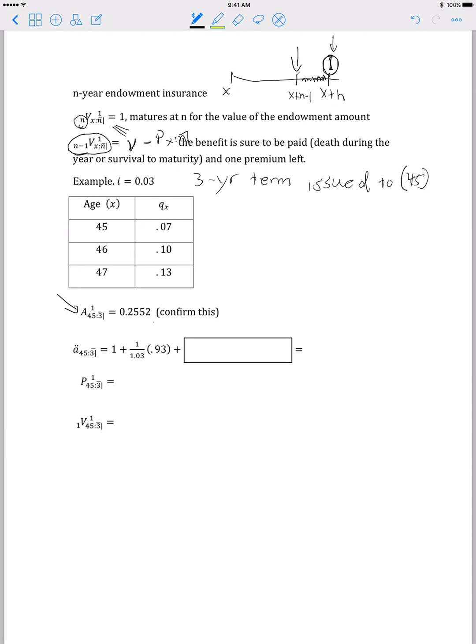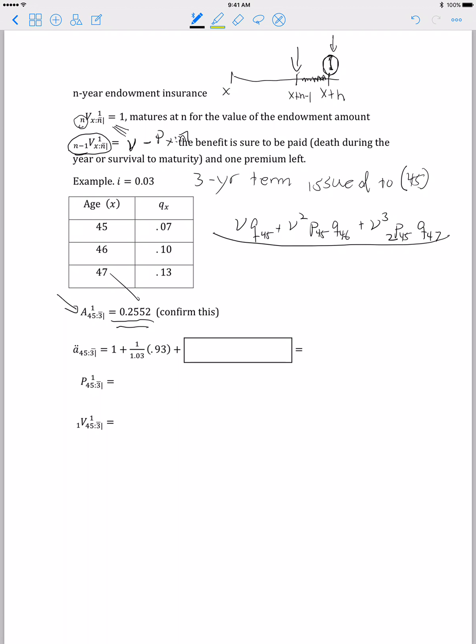You should be able to confirm this number from this table. Now, how are you going to confirm that number? You're going to take what? 3-year term: v q45 plus v squared p45 q46 plus v cubed 2p45 q47. That's your 3-year term formula. You should be able to write that down from memory now. But plug the numbers in and confirm that this is the actuarial present value of that.